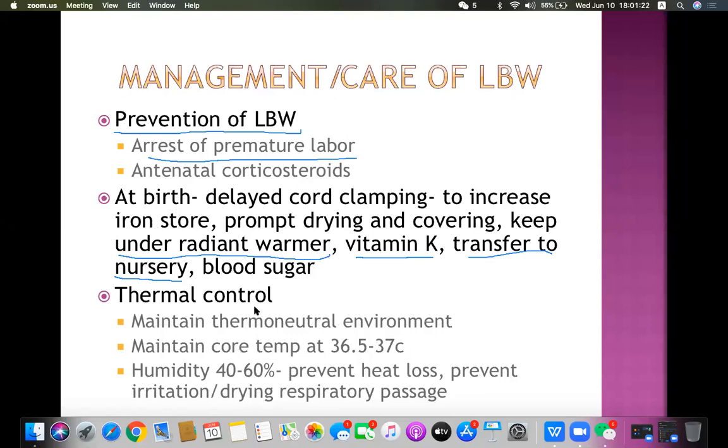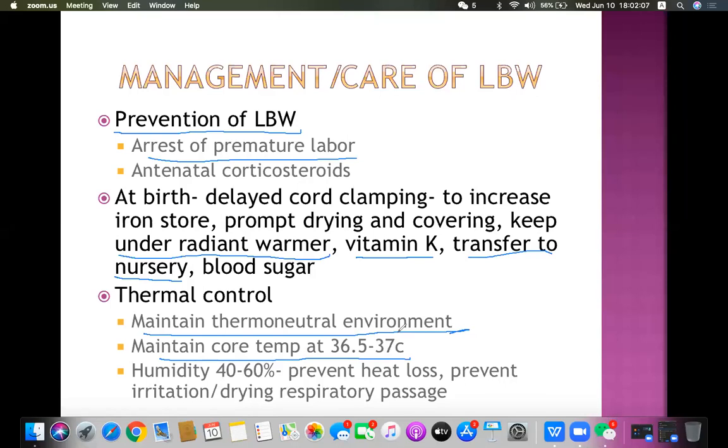Now, how to maintain thermal control in that newborn? Maintain a thermoneutral environment. Now, what is the meaning of this? Thermoneutral environment means we should maintain that temperature where the basal metabolism is minimum. Minimum means the baby doesn't use much energy. This is called thermoneutral environment. And to maintain that, we need to maintain the core temperature at 36.5 to 37 degrees centigrade.